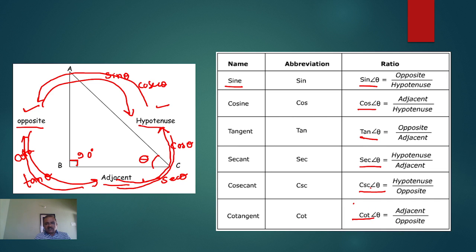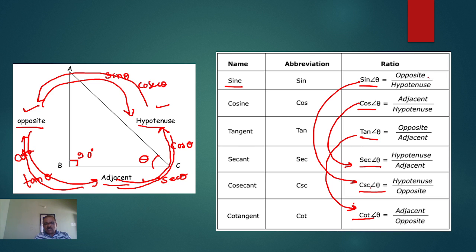You can see in this case, tan and cot are opposite to each other. Then you can say sine and cosec are opposite to each other. Then cos and sec are opposite to each other. Now here you can find that they are the ratios.